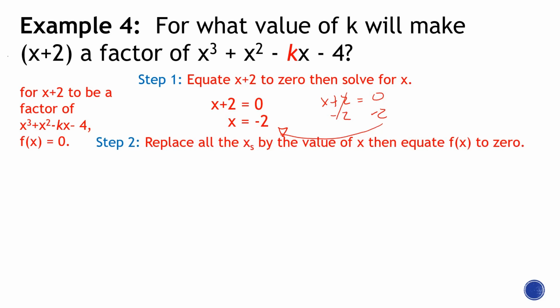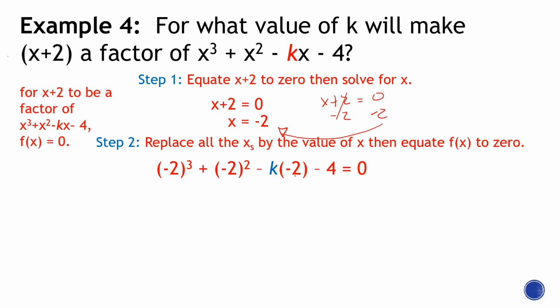And then we will replace all of the x's by the value of x, then equate f of x to 0. That will make sure that x plus 2 is a factor of that one. Okay, so this is how we set it up. Because we have x cubed, so that's negative 2 raised to 3, x squared, that's negative 2 squared, minus k, okay, minus k here, times negative 2 minus 4 equals 0.